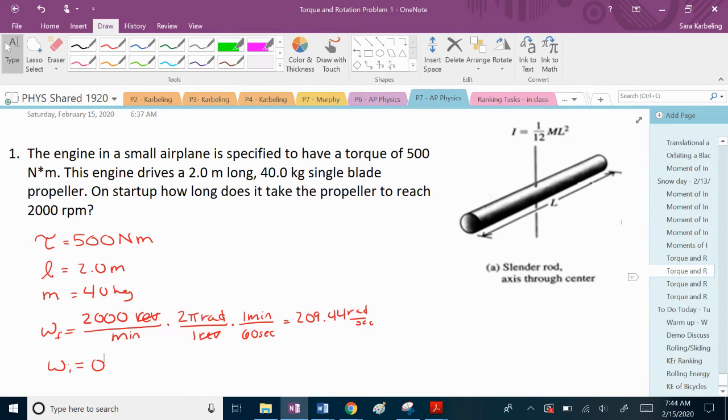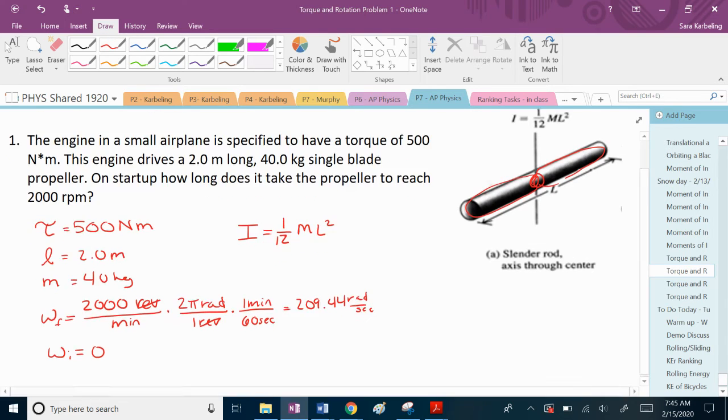If you look carefully at this, you can imagine that this is like a single blade propeller of an airplane. It's one big rod that's being rotated through the axis through its center. So the moment of inertia for this object is going to be 1/12 the mass times the length squared. Again, you don't have to have that memorized. You don't even really have to know where it comes from. I just want you to know how to deal with the problems.